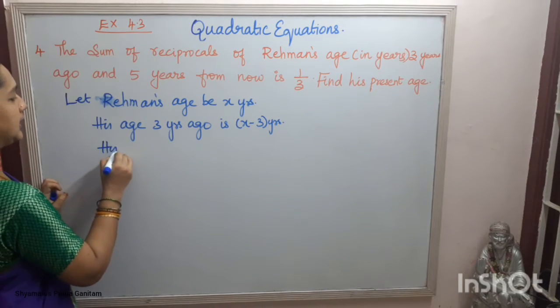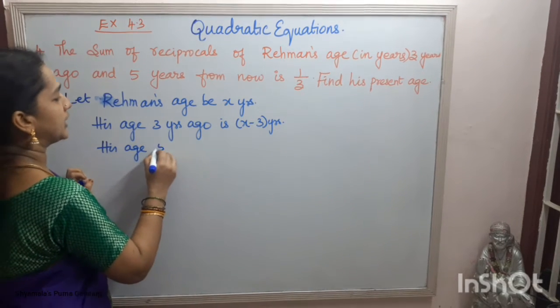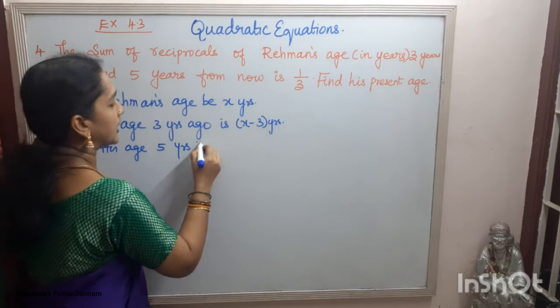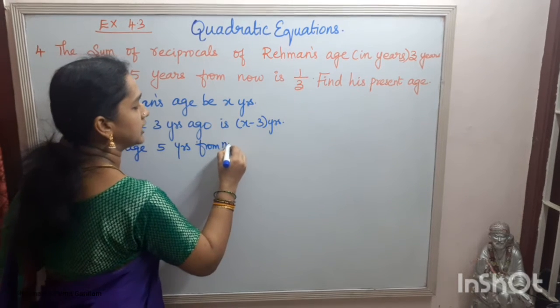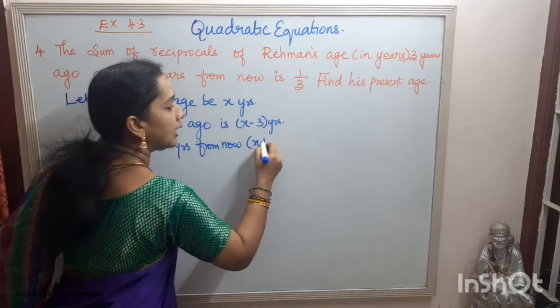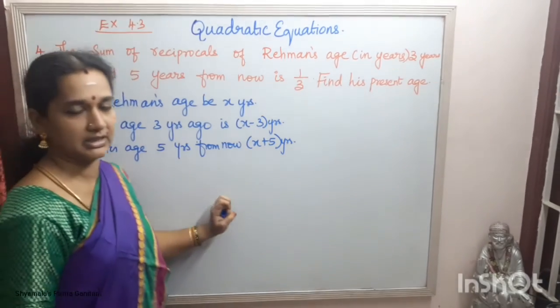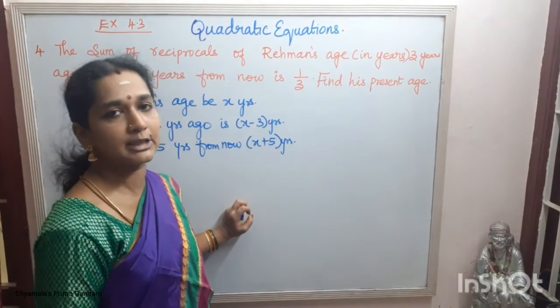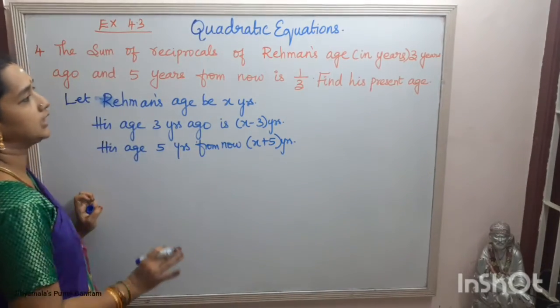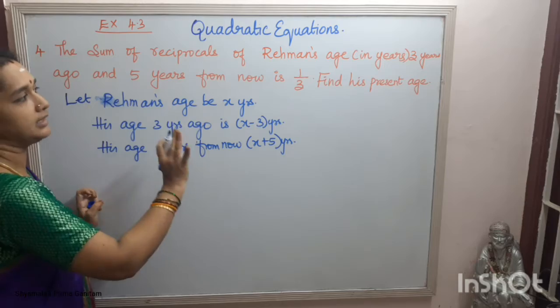Then his age 5 years from now, that is after 5 years, I will be x plus 5 years. Okay. Now this is the thing that is given in the question.